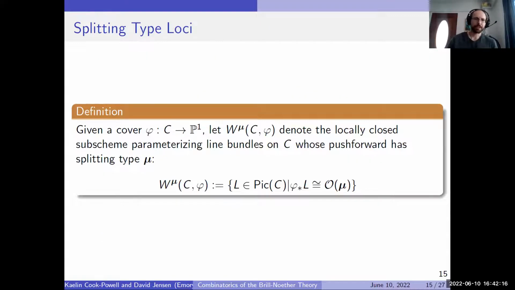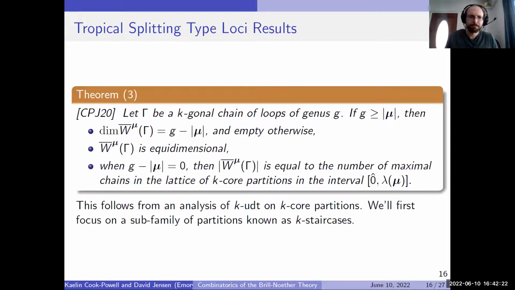Just a refresher on this locally closed subscheme, this splitting type locus that we're looking at. But the important part is that you can define these same gadgets combinatorially. So much like you can describe the Brill-Noether theory of a chain of loops, you can actually define splitting loci on chains of loops as well, just by modifying the definitions appropriately.